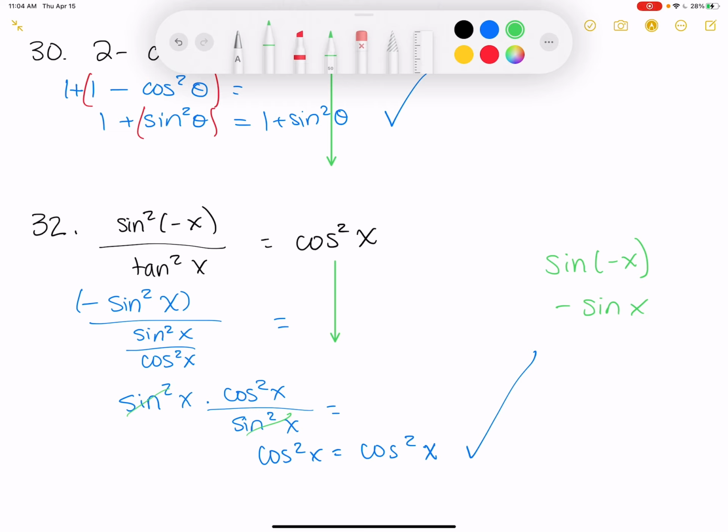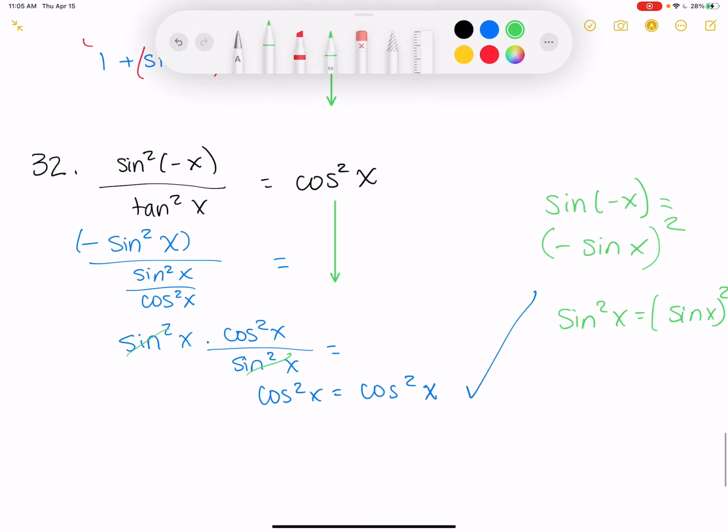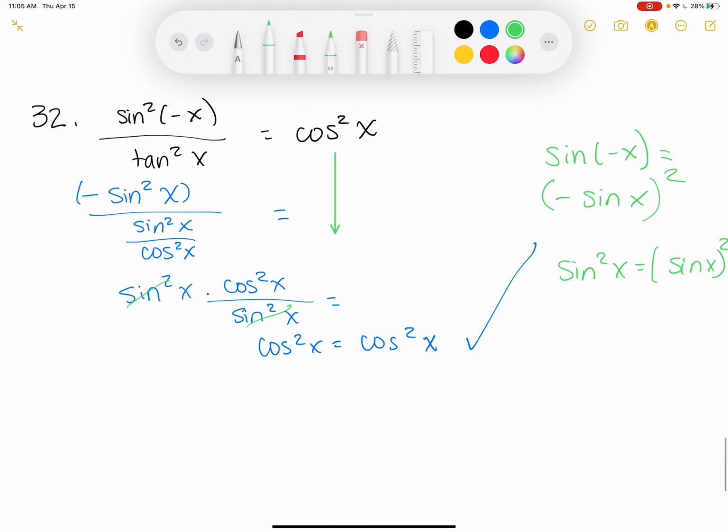The function told us it was on the inside to start with, but we have an identity that says that this is equal to this. Because the function was squared, this is equal to that. It can be written either way. So that's why that negative sign is going away, because it was being squared to make it positive. Does that make sense? Yes. Any other questions about this one? No.